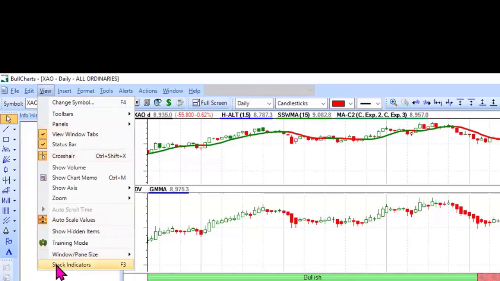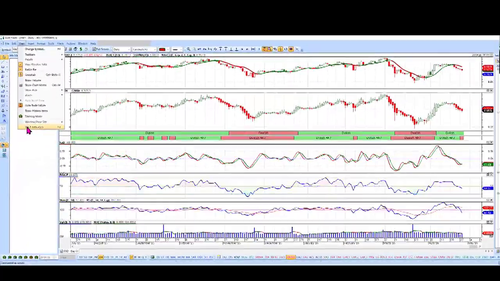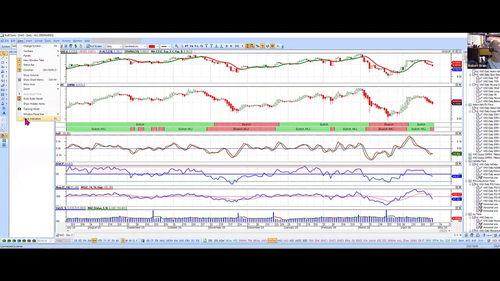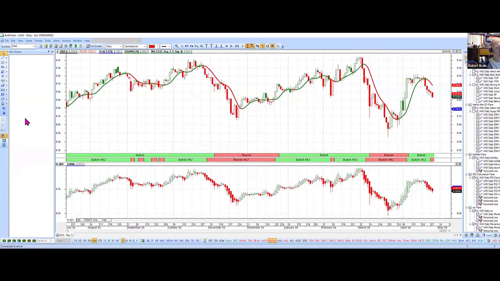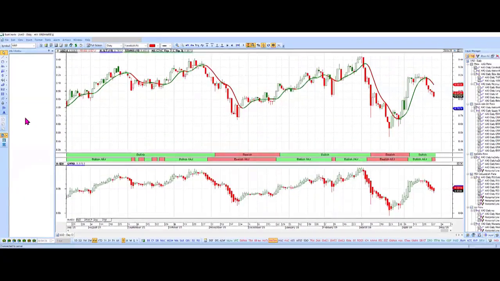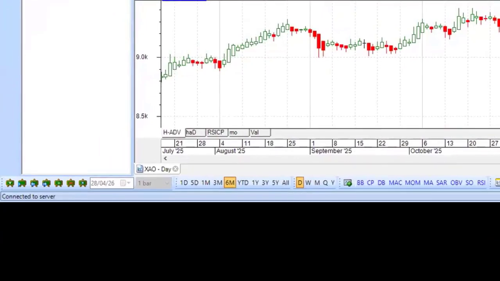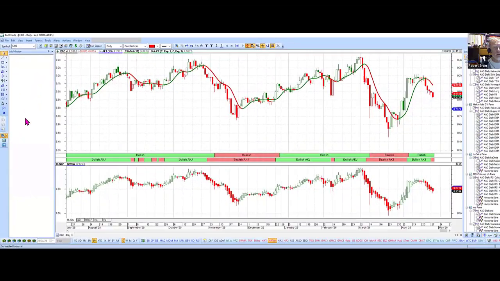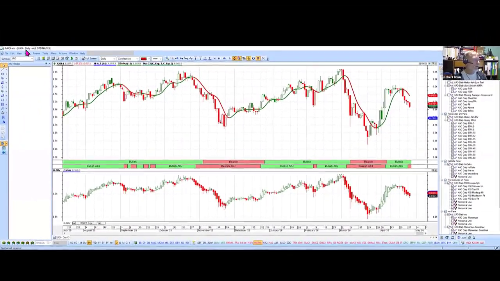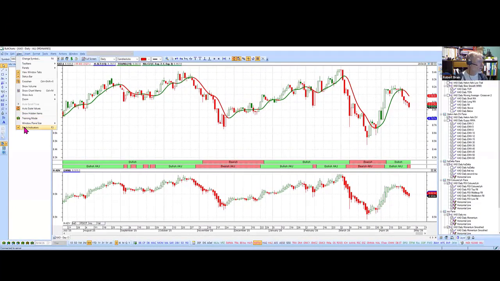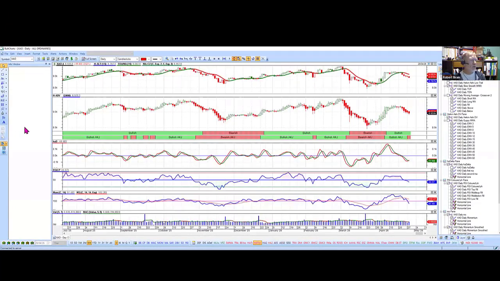So if you were to do that, it would show one of those indicators and hide all the others and give you tabs across the bottom. And that's temporary. To revert that, just do it again. Go back to View and Stack Indicators and it'll unstack them, and you're back to where you were.